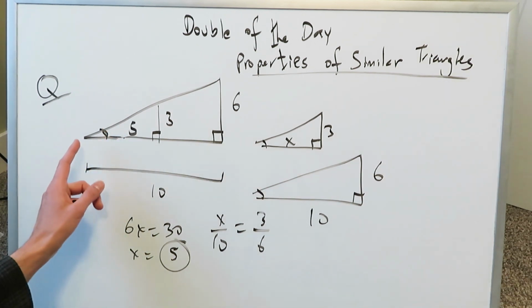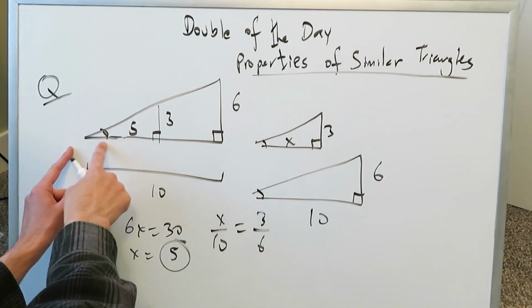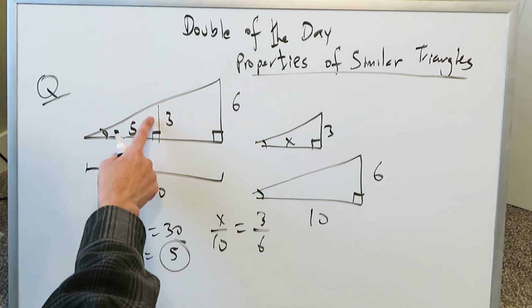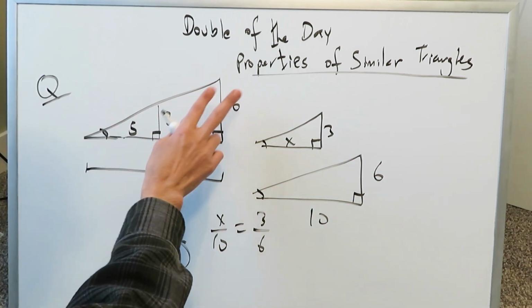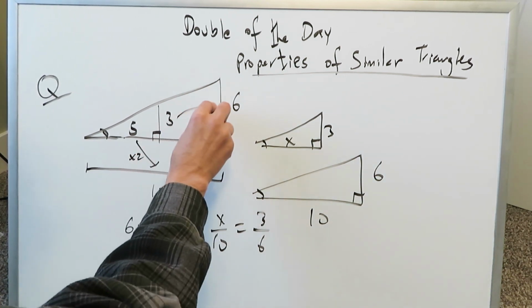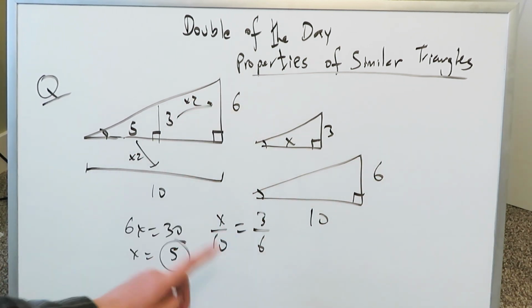For the small triangle, when you compare the base with the large, it's a factor of 2. When you compare the height of the small with the large, it's again a factor of 2. And you're seeing that times 2 and times 2, and everything has been completed.